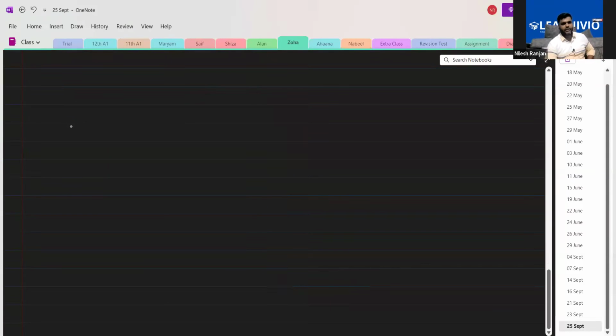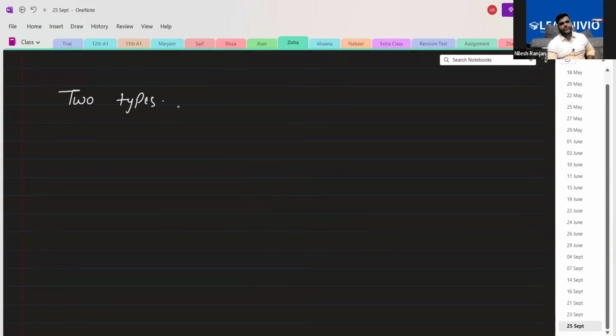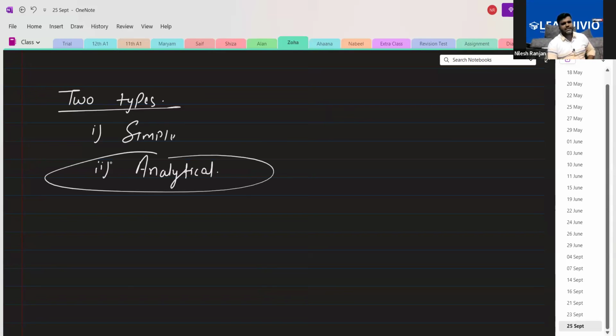Now, for the practical part, there are two types of petty cash book. Two systems and two types. One is called simple and the second is called analytical. Analytical is nothing special actually. If you understand simple, then analytical is very easy to understand. Now, what is the simple method? First of all, you know the format, you remember the format?